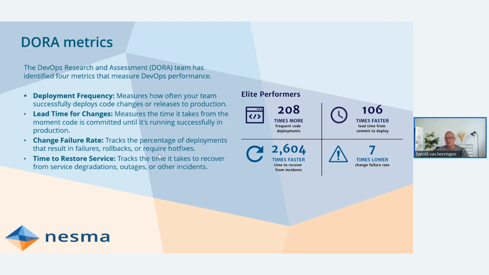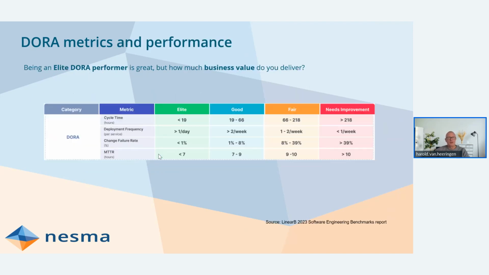So there's a lot of difference here in performance in the industry when it comes also to these metrics. Here you can see another example, from the report that is listed there below as the source. It shows that for the elite teams, the cycle time is shorter than 19 hours, etc. This is all very good if you are a lead team, of course, but how much business value do you deliver? Business value in the end is what is important for organizations, like I mentioned before. This is the value creation that is going to support you as an organization to be successful.